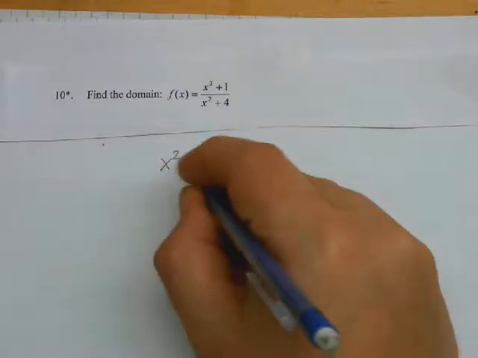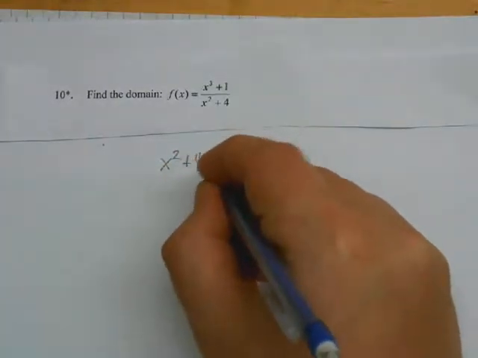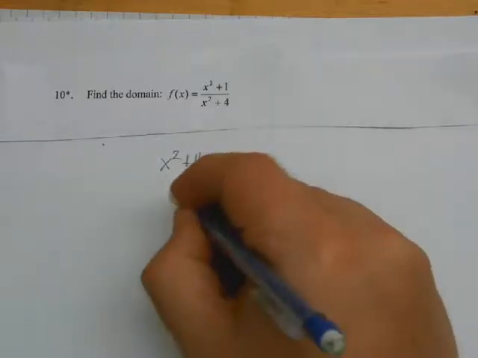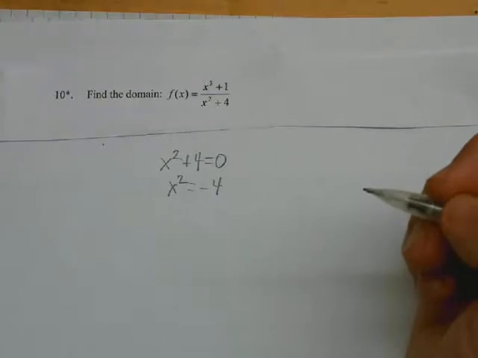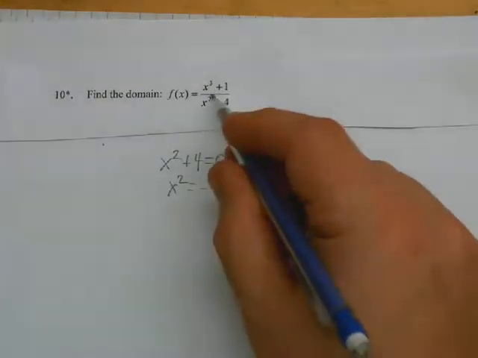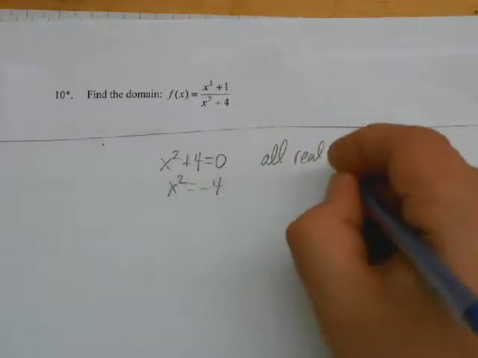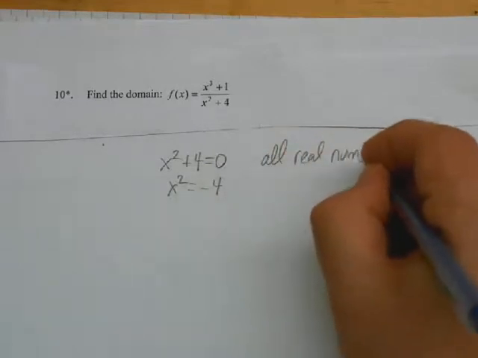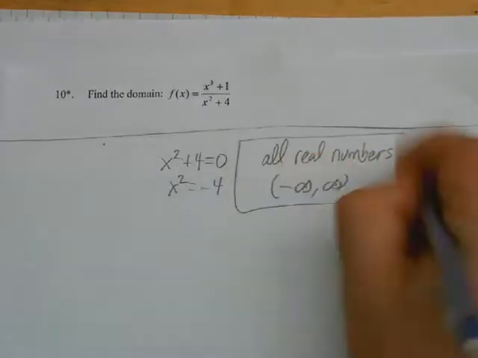So when is x squared plus 4 equal to 0? Well, if you try to solve it, you don't get real numbers. That means there are no holes in the domain. So the domain would be all real numbers, or negative infinity to infinity.